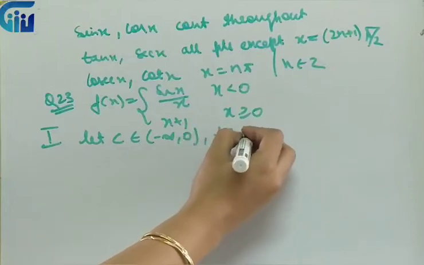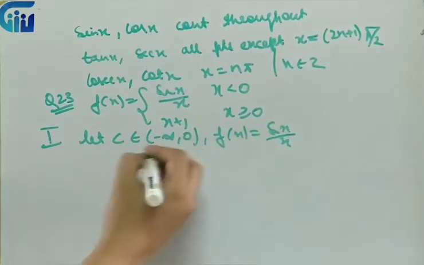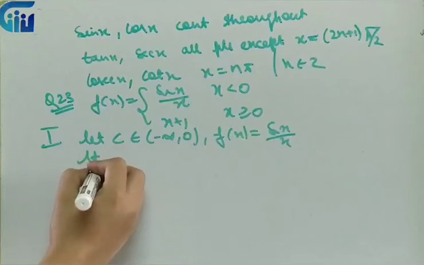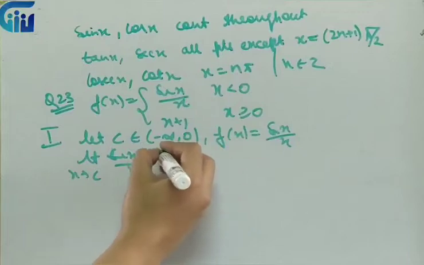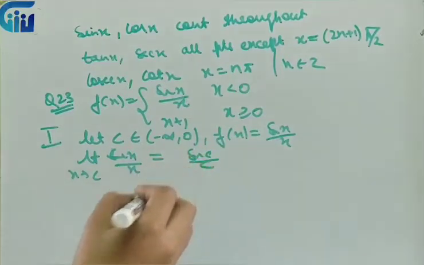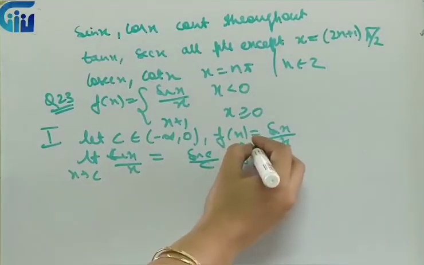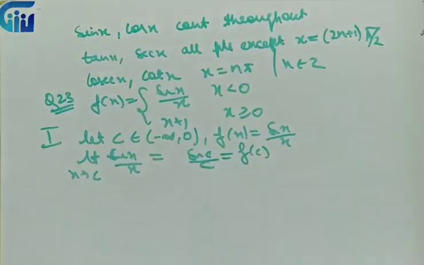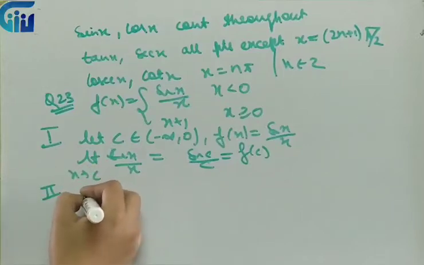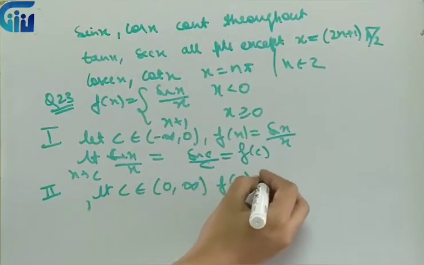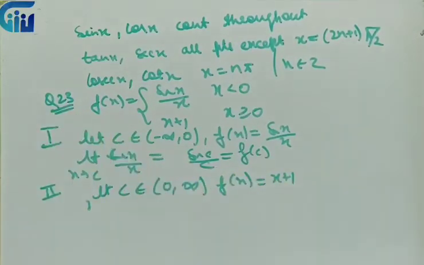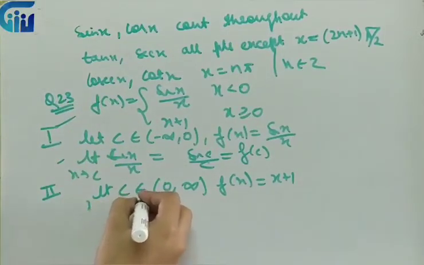For this, f(x) is equal to sin x upon x. So we will say limit x tending to c of sin x upon x will be sin c upon c, and f of c will also be sin c upon c, so hence it is continuous. Again for case 2, we'll say let c belong to 0 to infinity. Again the value of the function will be x plus 1, and the same result we will write for that. Now the crucial point, as I told you, is c is equal to 0.